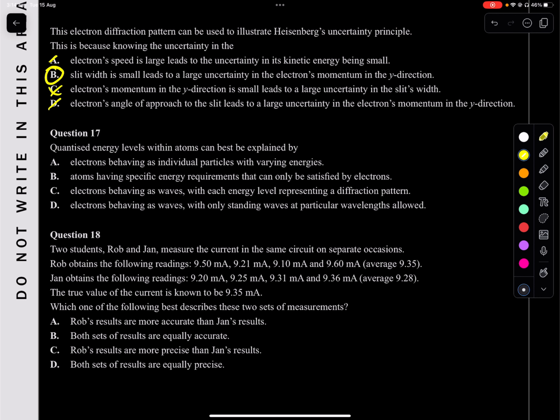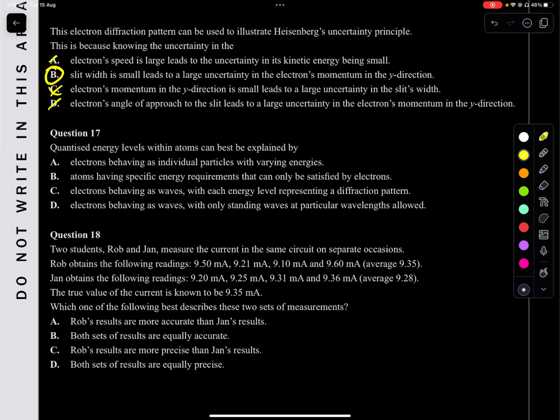Quantized energy levels within an atom can be explained by... What is quantized? This is how I know what quantized is. Quantized means certain energy values or wavelengths are needed for, let's say, an electron. Certain energies or wavelengths are needed for electrons to get from a high energy state to a lower energy state.